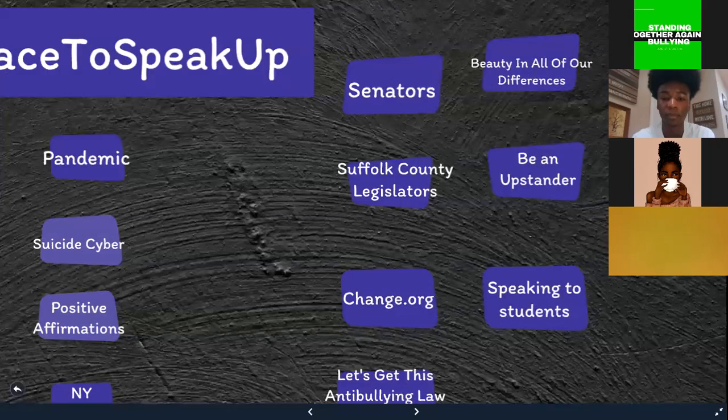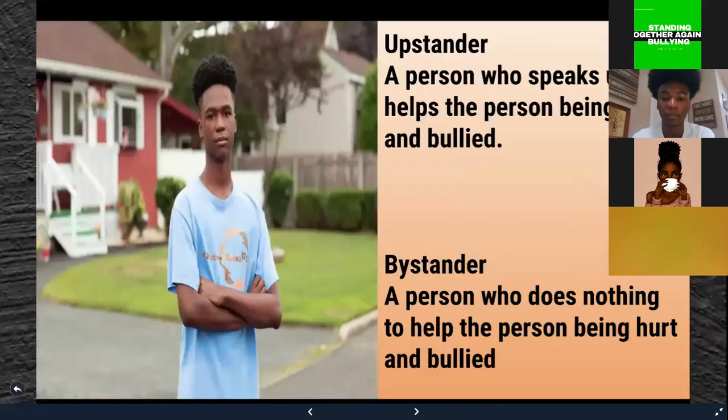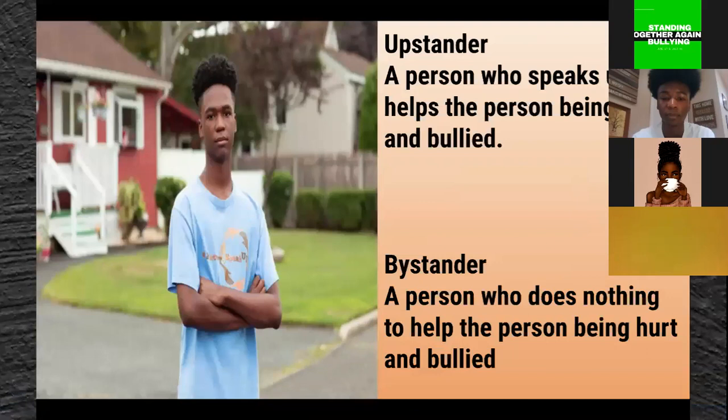Now we'll talk about being an upstander and a bystander. An upstander is a person who speaks up or helps the person being hurt and bullied. For example, you see a friend of yours about to post something hurtful and insulting and offensive about a girl in your class. Tell that person to stop. An upstander steps up and helps. A bystander is a person who does nothing to help the person being hurt and bullied. A bystander would let the friend post offensive comments about the girl.